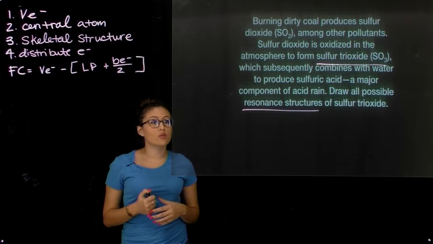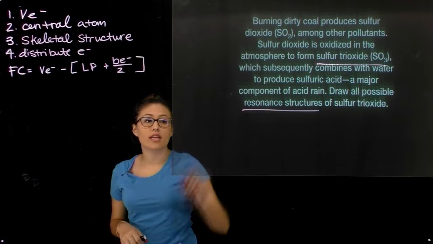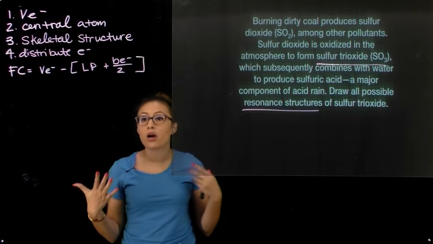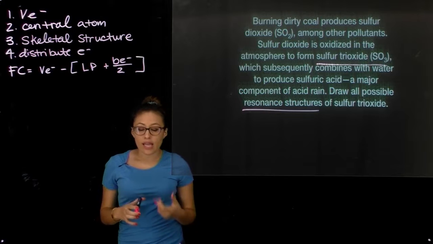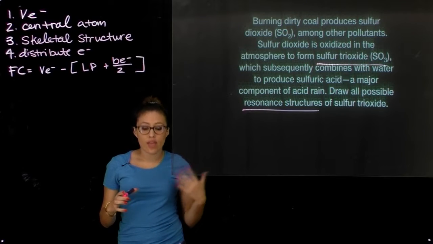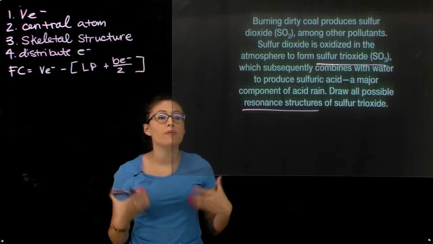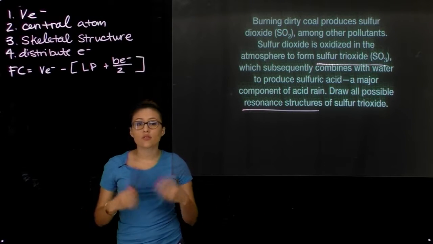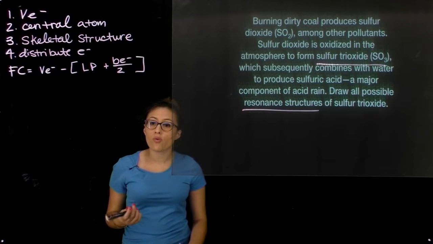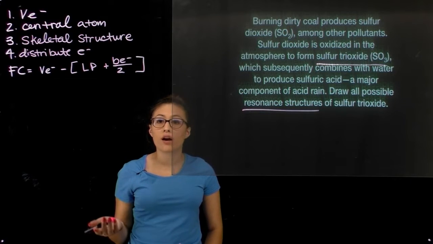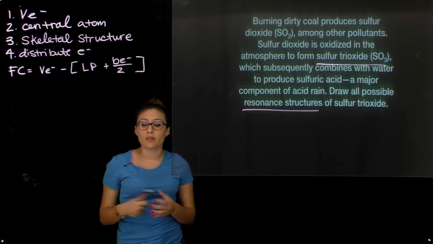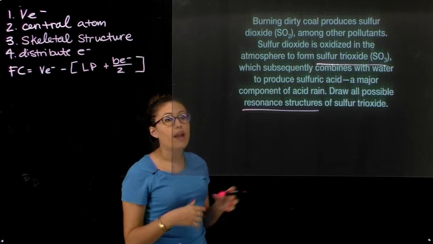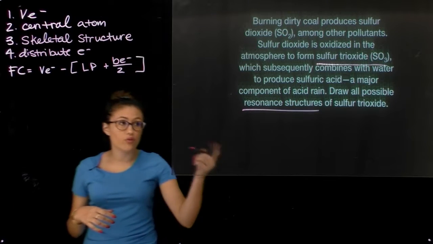So before we answer this question, let's first ask ourselves, what is a resonance structure? A resonance structure is two or more equally valid Lewis structures that can be drawn to represent more accurately the actual structure. And so when we draw these resonance structures, they're only varying in the position of the electrons that are distributed amongst the structure. Let's go ahead and answer this question and practice drawing resonance structures for sulfur trioxide.